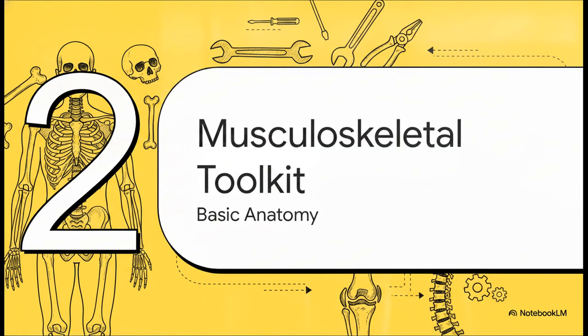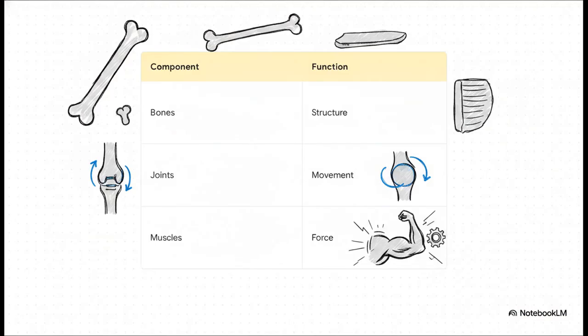Moving right along to section 2, the musculoskeletal toolkit. Now, what's really interesting about this is, to fix the machine, we first have to understand the biological hardware we're actually dealing with, right? And the body's mechanical engineering is honestly elegantly simple when you break it down. You've got your bones acting as the rigid structure and protection, whether they're long, short, or flat. You have joints, which are the pivots allowing movement, like the hinge in your knee or the ball and socket in your shoulder. And then, of course, you've got the muscles, the body's engine, generating the force needed to actually control all that movement.